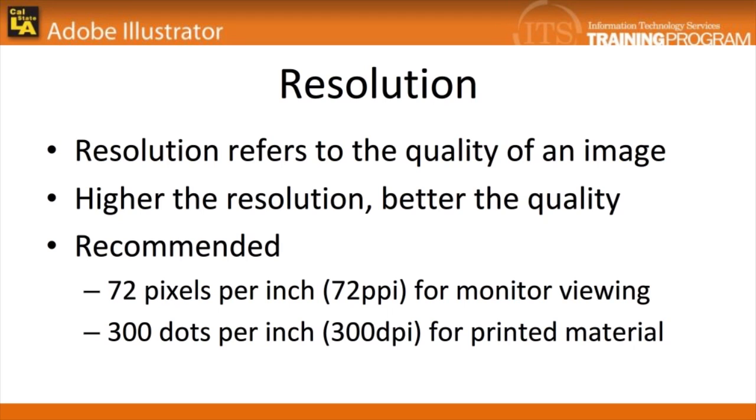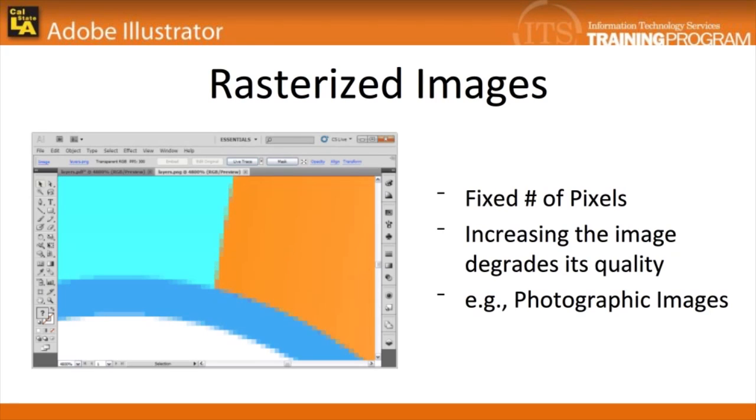The common standard for monitor or online viewing is 72 ppi, but for printing, resolution should be set to 300 dpi. The higher the resolution, the better the quality. Illustrator creates vector graphics but can also edit raster images. Let's define what a raster image is.